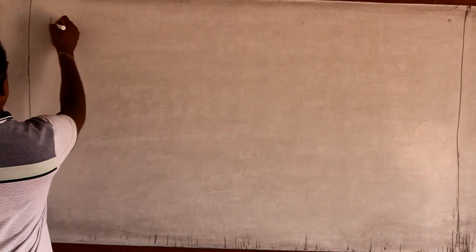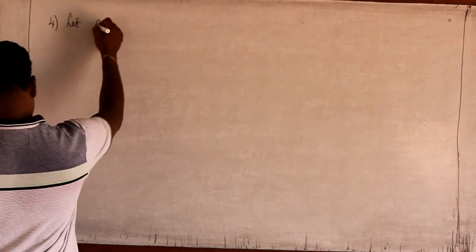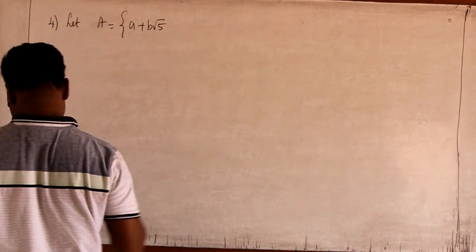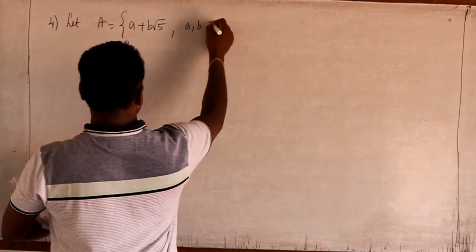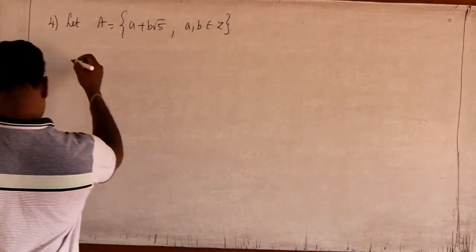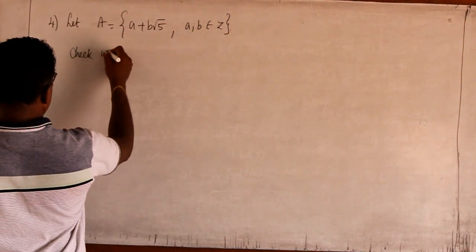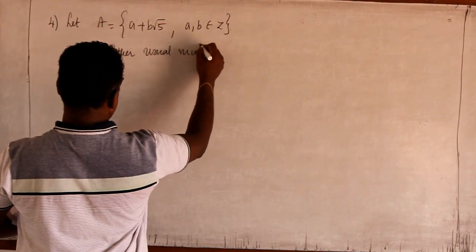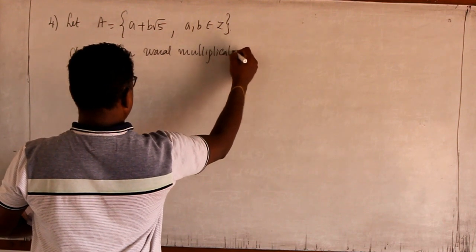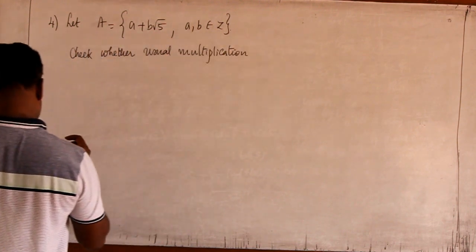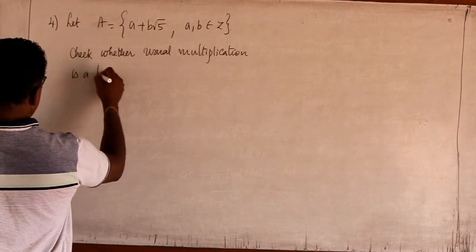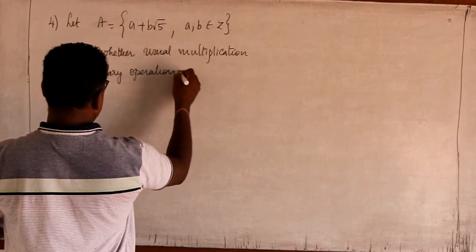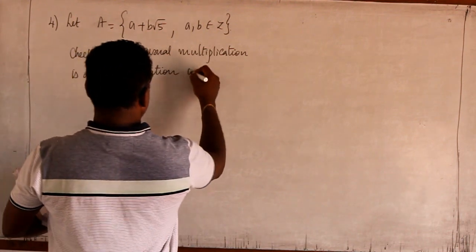Now the fourth problem. Let A equal to A plus B root 5, where A, B belong to Z. Check whether usual multiplication is a binary operation on A.